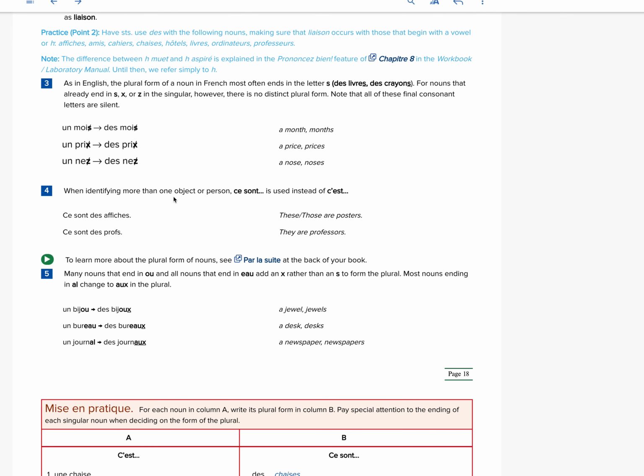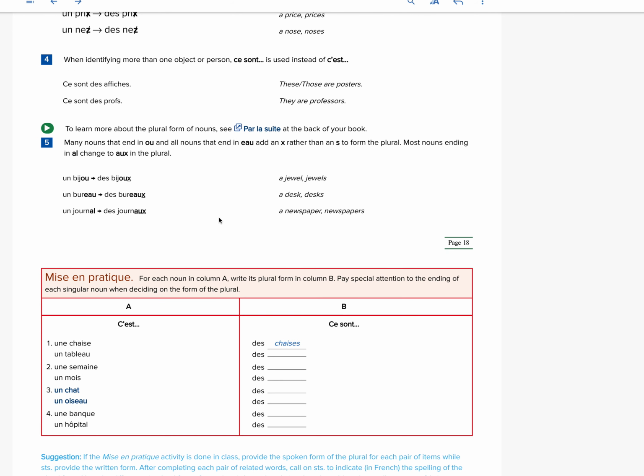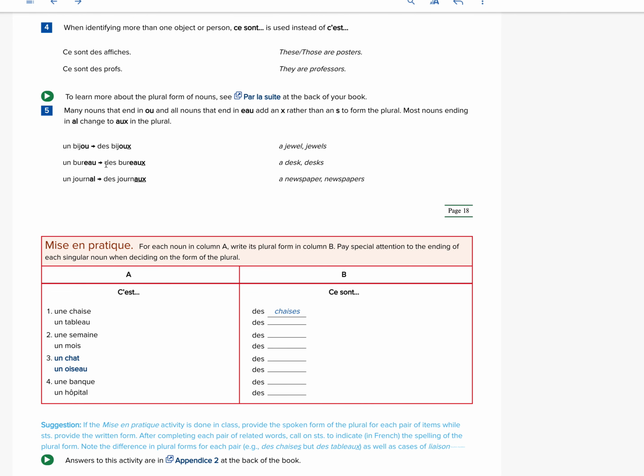Okay. So plural is DES. If you have an S, an X, or a Z at the end of the singular version, you don't have to do anything else. The word is the same in the singular and plural version. And you also add X at the end of OU and EAU endings, and AL endings. Well, AL is a little bit more complicated because it's a different ending. So if you have any questions on this, let me know.